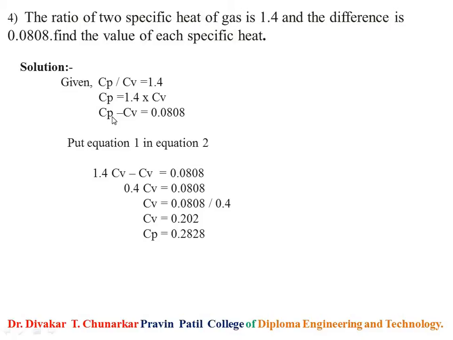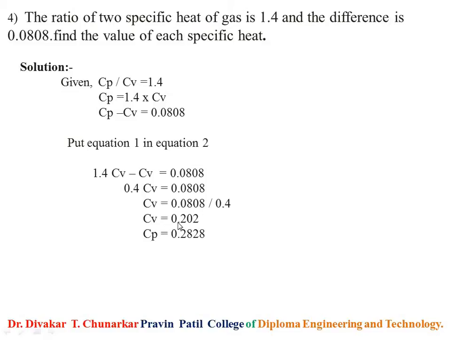We know that our relation between Cp and Cv is Cp minus Cv equal to 0.0808. This value is given in the problem, and the ratio of Cp and Cv is given as 1.4. So we have to put the value of Cp and Cv in this equation. So 1.4 Cv minus Cv equal to 0.0808. 0.4 Cv equal to 0.0808. Then Cv equal to 0.0808 upon 0.4.